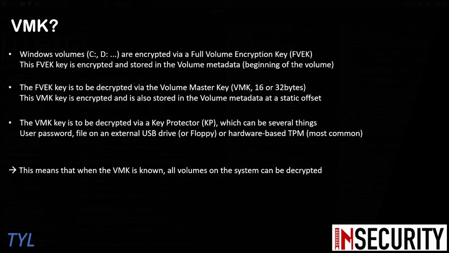This key itself is also encrypted and also stored in the volume metadata at a static offset, a certain place, so that the bootloader knows where to look for it. And of course, that VMK itself is also encrypted and needs to be decrypted via something called a key protector, which can be a password, an external USB drive that has a file on it, even a floppy, or a hardware-based TPM. The most common, of course, is that last one. So once we have that VMK, all volumes on that drive can be decrypted.